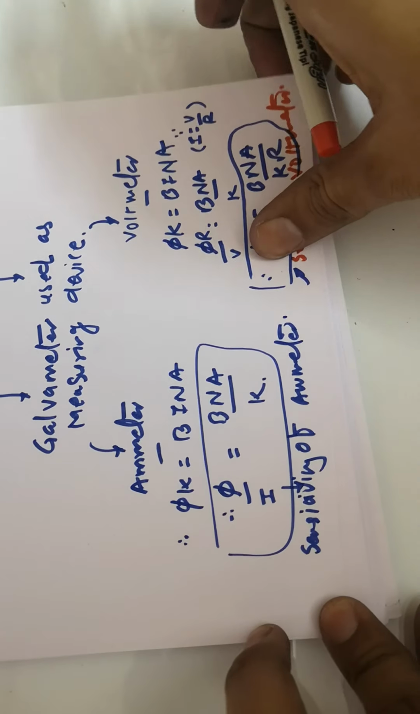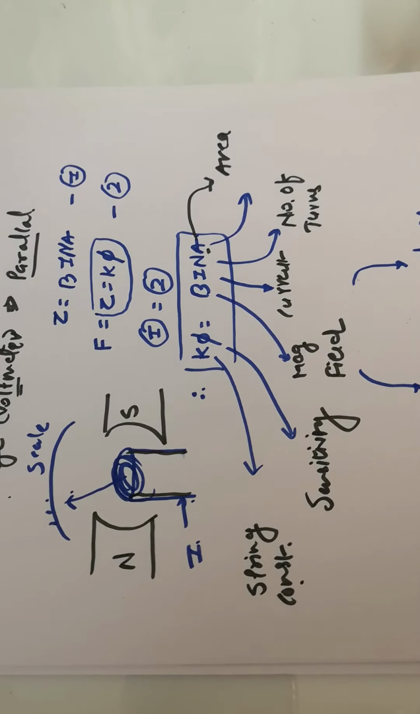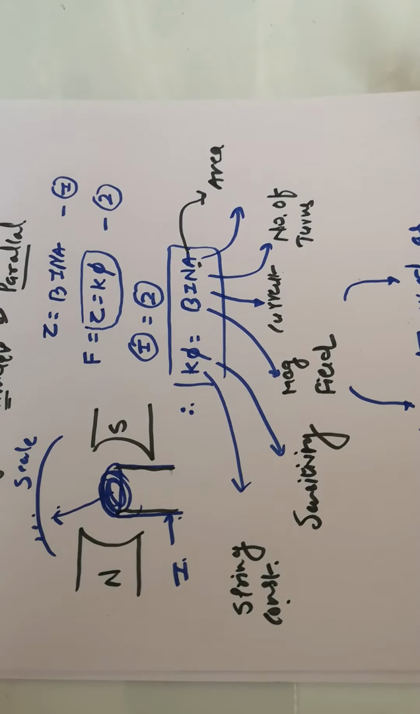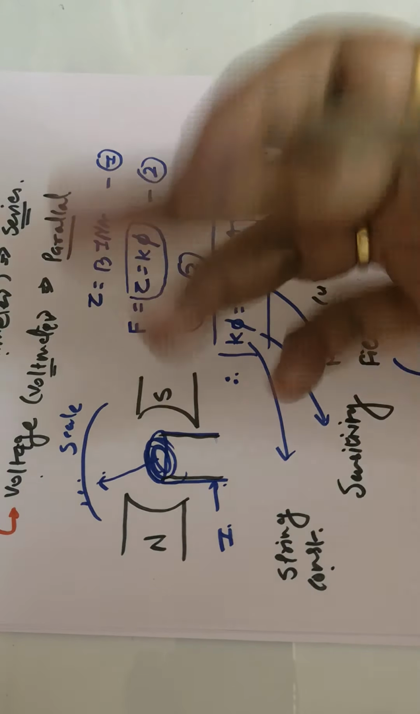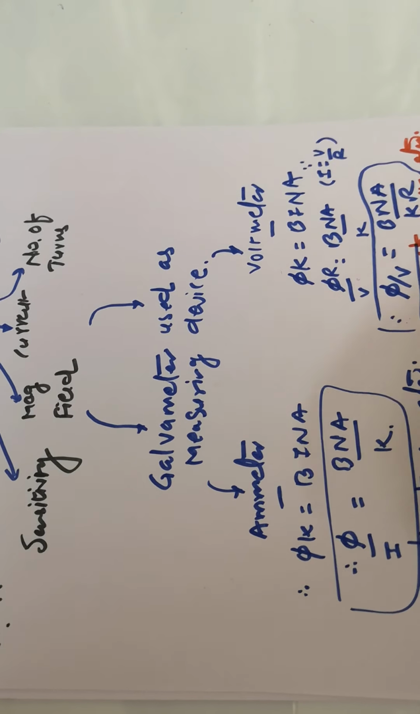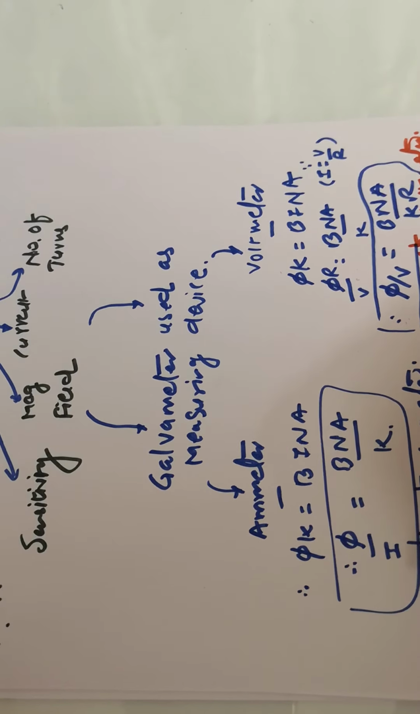So right now you are aware of the sensitivity of both my voltmeter and an ammeter. What is sensitivity? It is a very minor amount of current or voltage passing through our instrument, and what number of rotations, what sensitivity it must contain, we can calculate by such a mathematical notation. We can find it out. The ratio of phi to I, sensitivity by current, is called BNA by K.